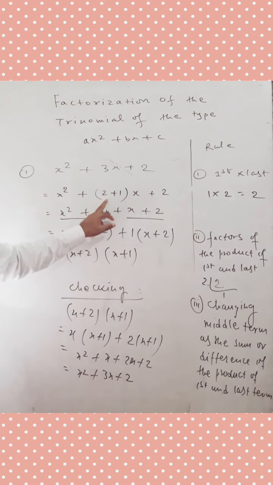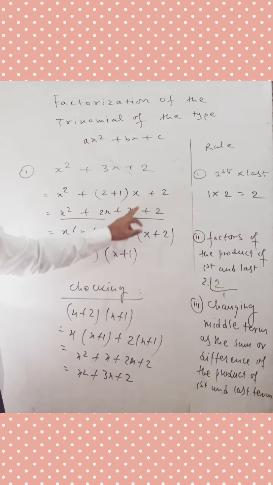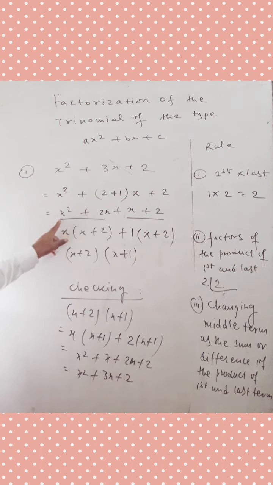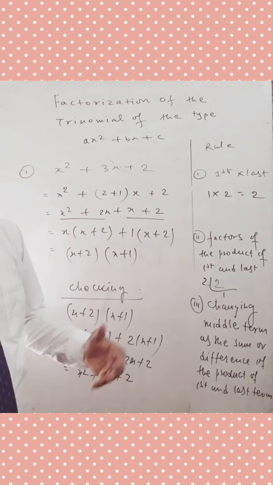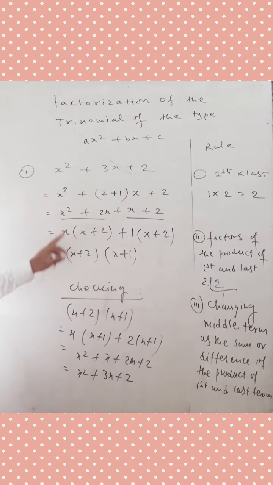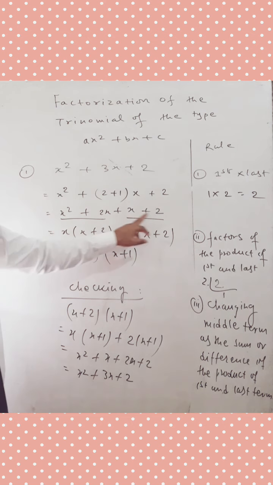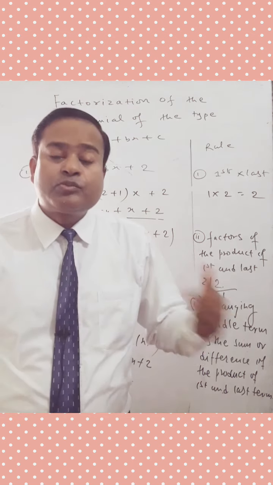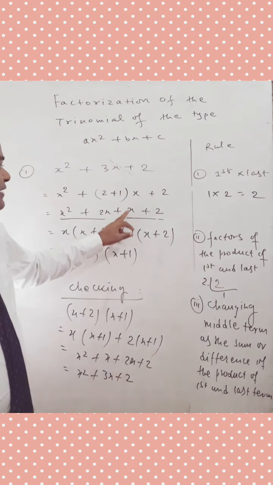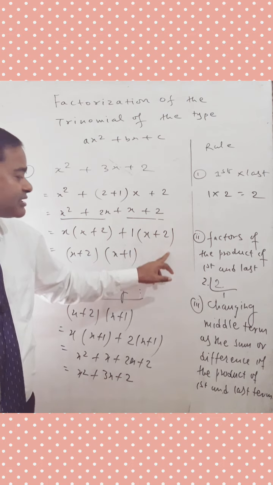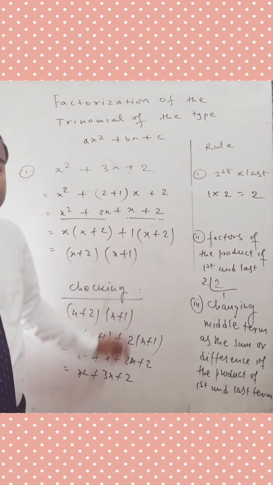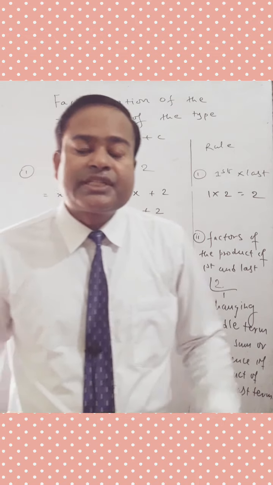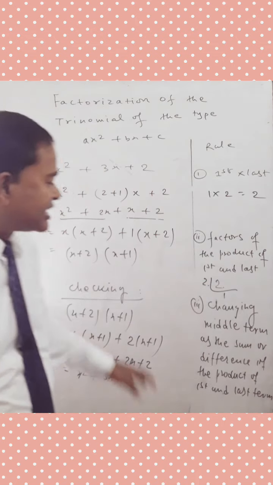x squared is as it is, 2 into x is 2x, 1 into x is x, and 2 is as it is. Now from x squared and 2x we can take x common because both are multiples of x. So after taking x common, the remaining factors are x and 2. From x and 2 we can take 1 common because both are multiples of 1. So after taking 1 common, the remaining terms are x and 2. x plus 2 and x plus 2 are common, and x plus 1 is the remaining factor. So this means we have got two factors, x plus 2 and x plus 1.